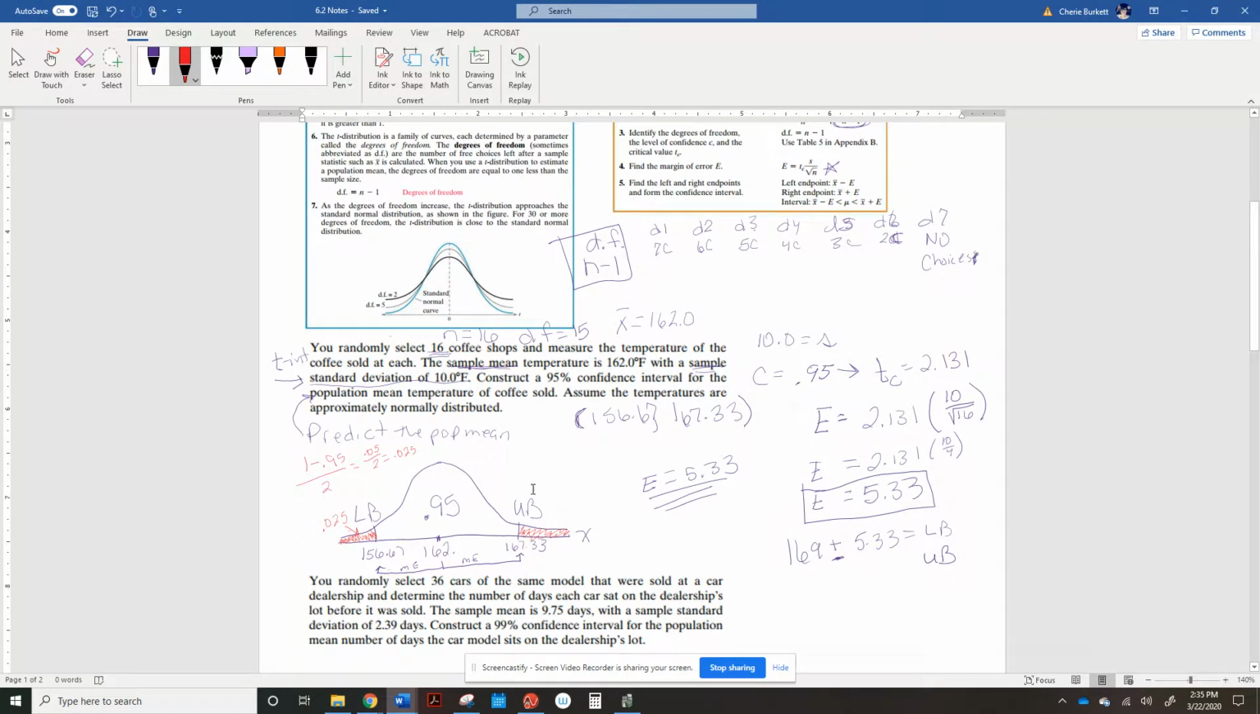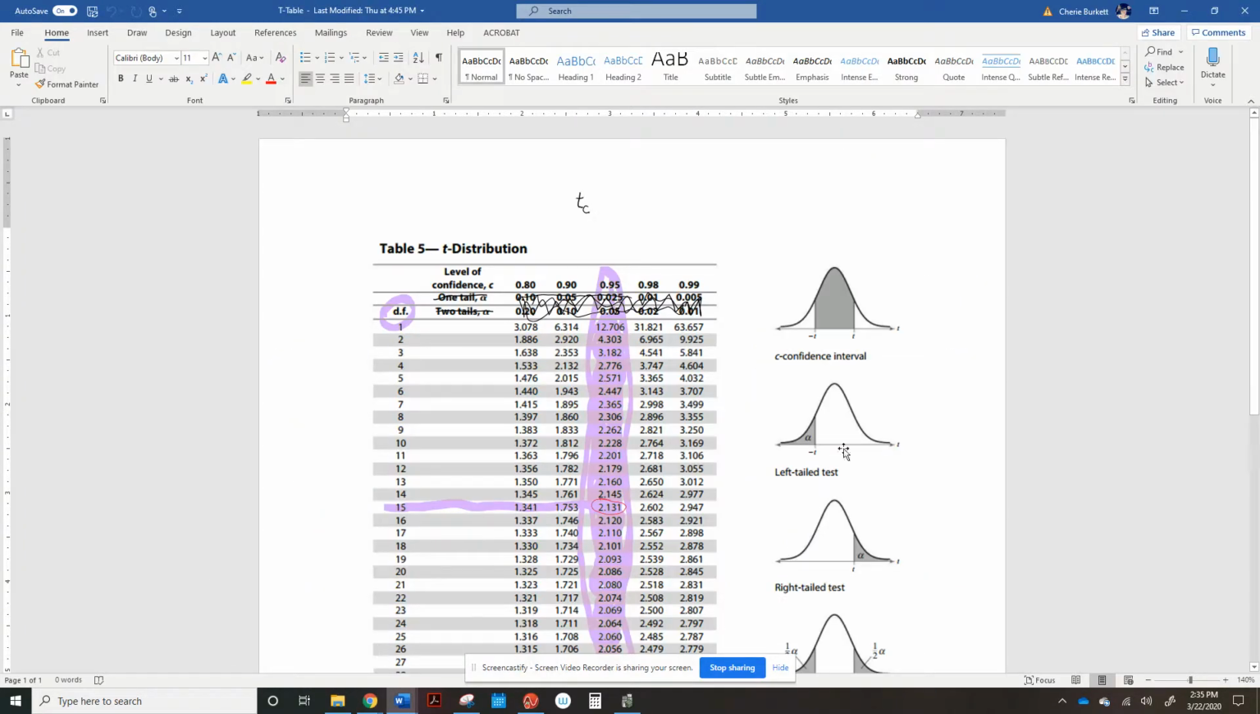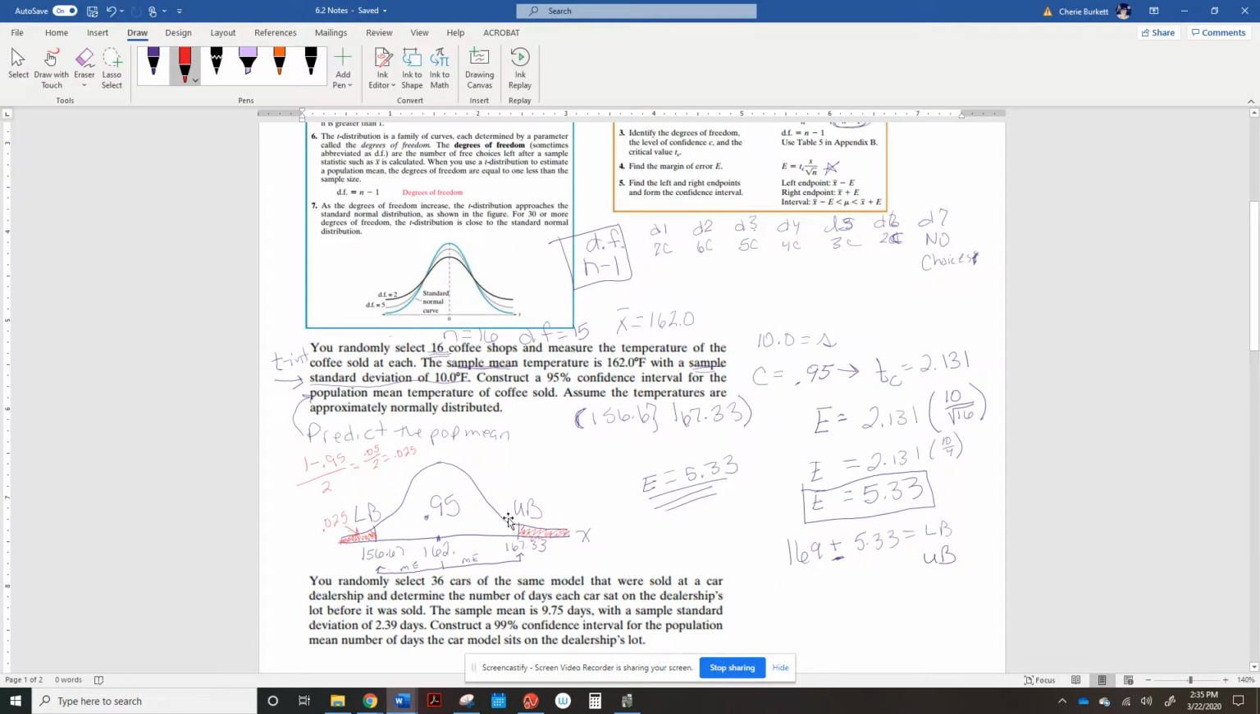Okay, so I'm going to show you how to use the calculator. Remember, I just finished showing you how to do it kind of by hand, where you had to find the critical t value. We found it right here. Well, your calculator will also do that. Your calculator will find that t value for you, just like it did for the critical z value.